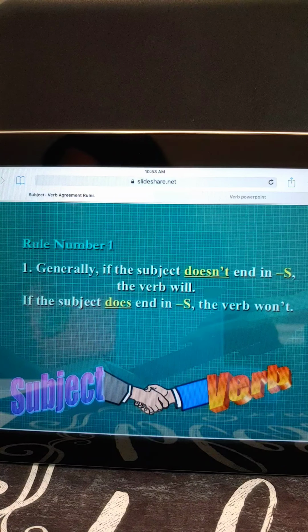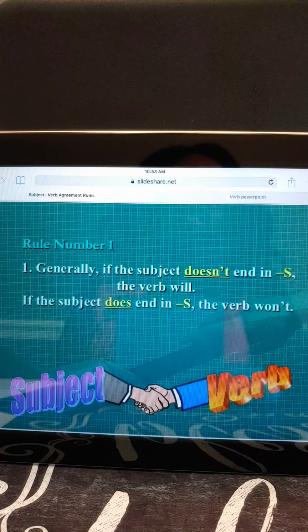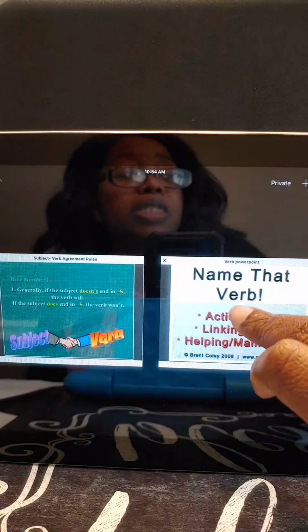All right, if you look on your worksheet, 131, we're going to talk about number 1. Well, before we talk about number 1, we talked about verbs the day before. Y'all heard me talking about the helping verbs and the action verbs. Okay, so yes, we have different verbs.